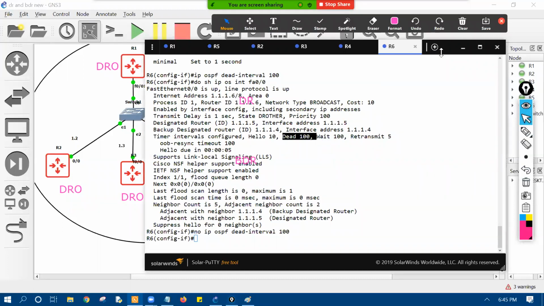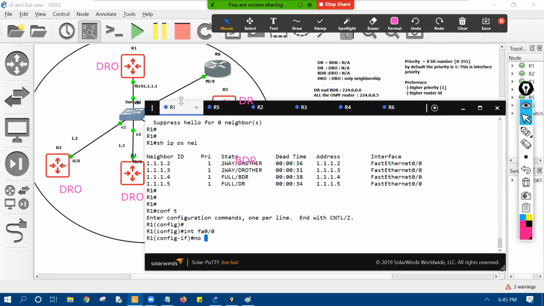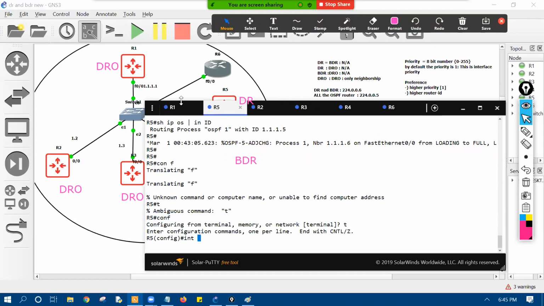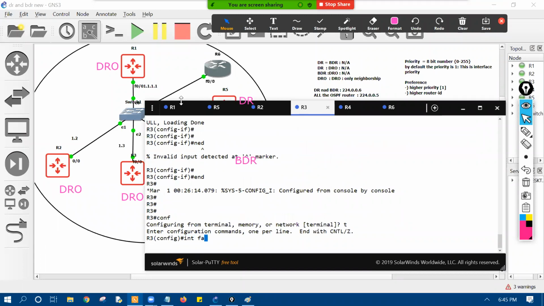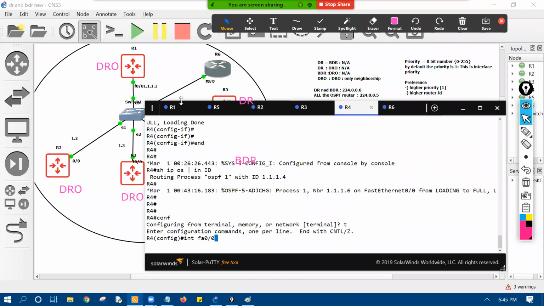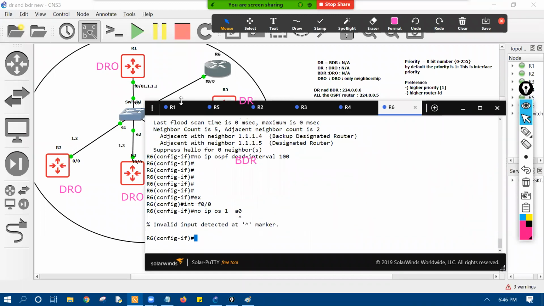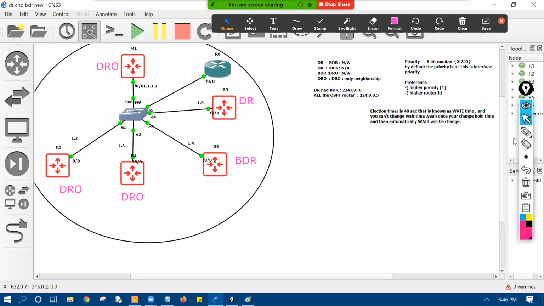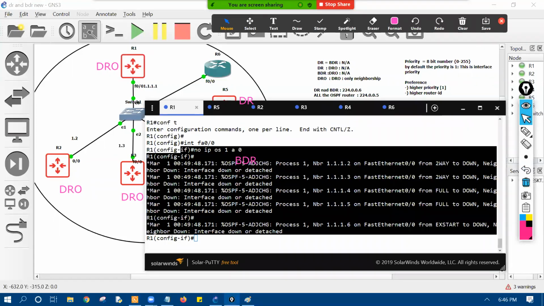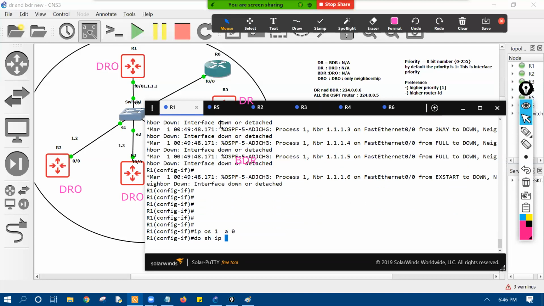Let me show you one more time. Let's do one thing. On interface 0/0, done. So I have disabled the OSPF for every router. Now let me enable the OSPF on R1: IP OSPF 1 area 0. And I'm not going to configure R2, R3 or any other router with OSPF. Let's see, IP OSPF 1 area 0, then show IP OSPF interface brief.